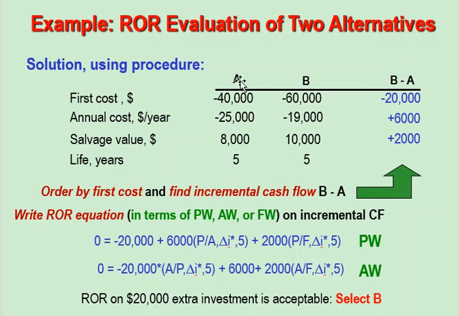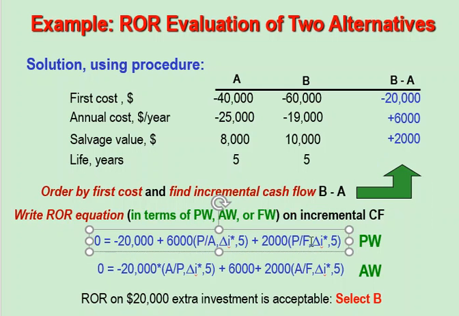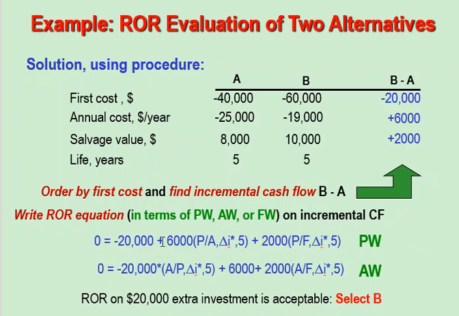Okay, B minus A. Then I decided to do it using PW. So in PW, I will get negative 20,000. Now there is $6,000 in that cash flow. It's annual, so I convert it to present. I take it from A to P. The 2,000 is a future amount, so I convert it from F to P. And then I solve for delta I using an Excel sheet, trial and error, or using the formula. And I think I will show you this next session.